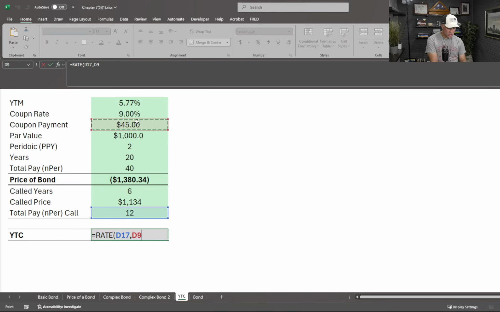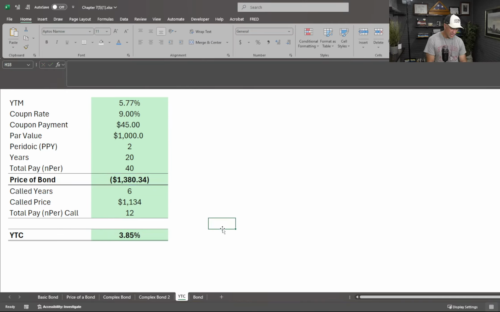PMT did not change. The price did not change. Future value did change. That's the 1134, the price to call. It's not going to be correct, right? 1.92, because these are semi-annual payments, that is the interest rate every 6 months. I have to multiply that times the periodic payment. And then we got 3.85.